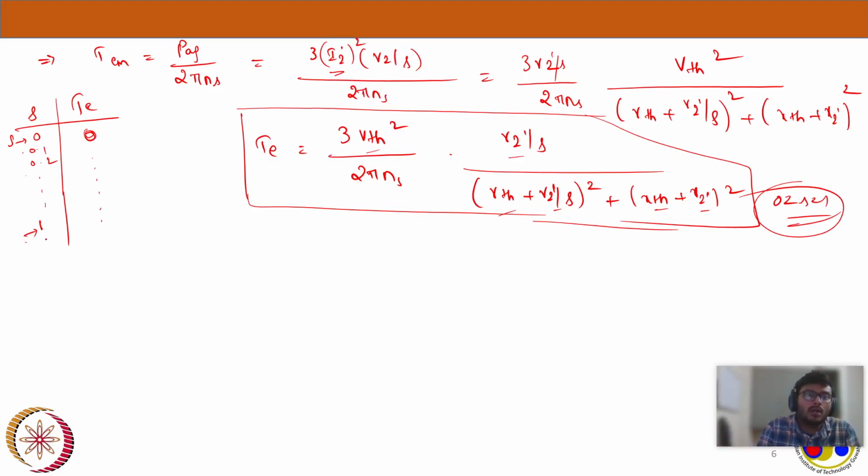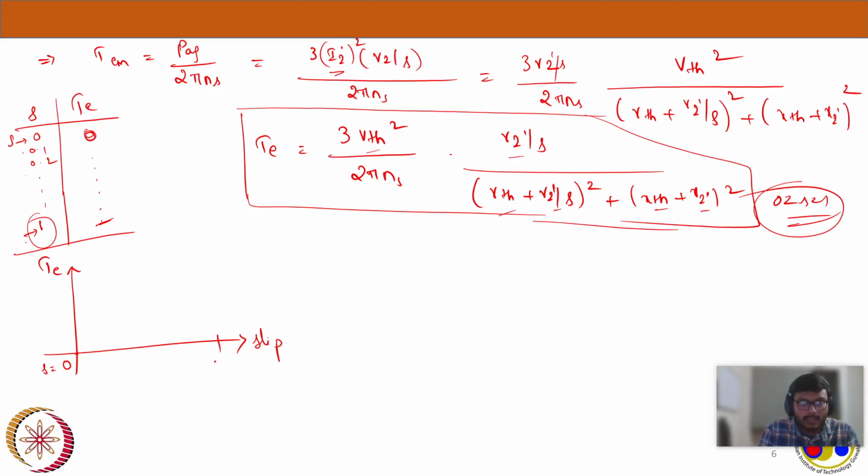Let's say these are the points you got, and you are trying to plot. Don't think that at maximum slip you will get maximum torque. That's not the condition. It's not a linear relationship between torque and slip. It's a non-linear curve. We will see that. Let's say this x-axis is slip, and the y-axis is, as we discussed, the electromagnetic torque. Let's say this is s equal to 0, and this is s equal to 1, the maximum slip. As you vary your slip from 0 to 1, increasing from left to right, you will get something like this.